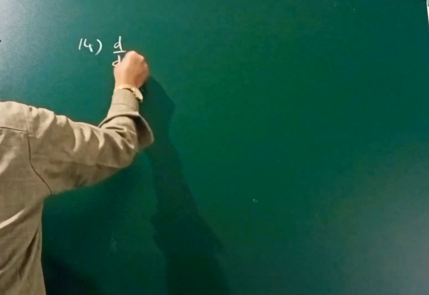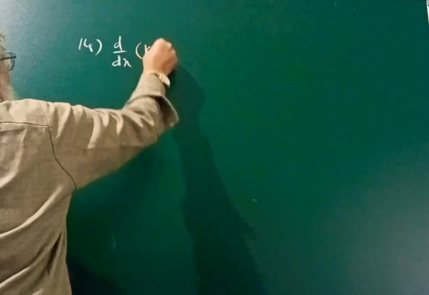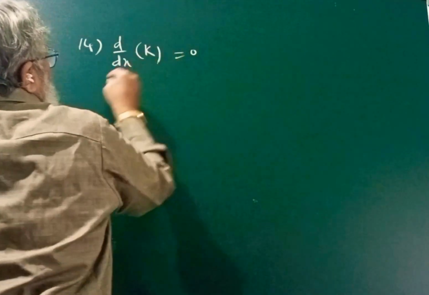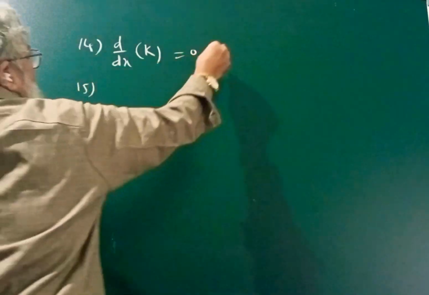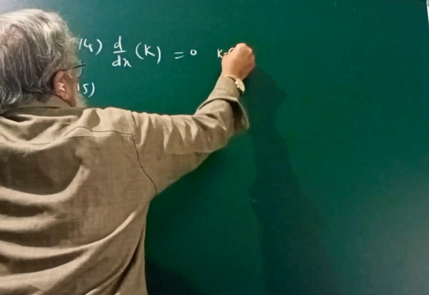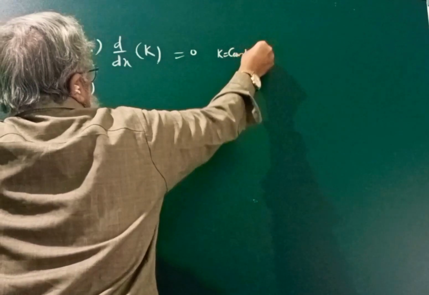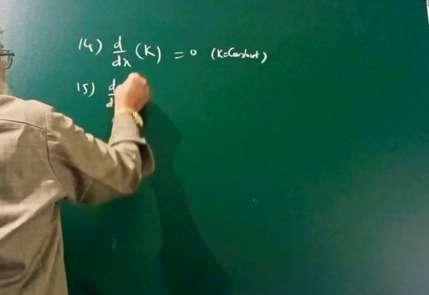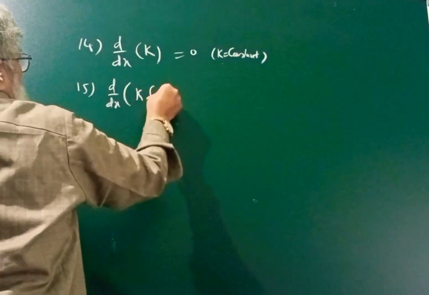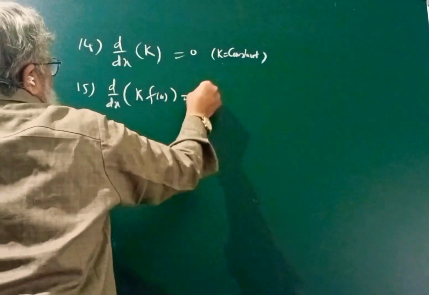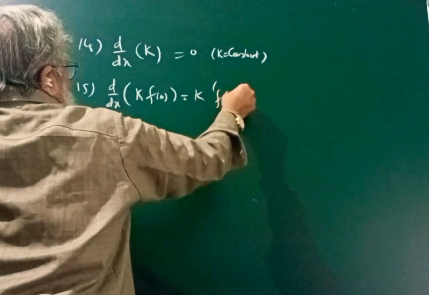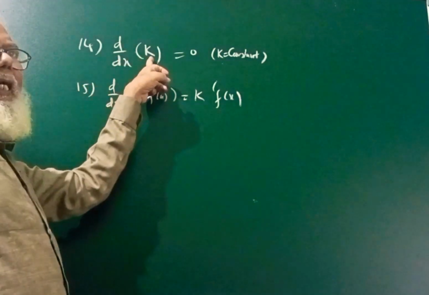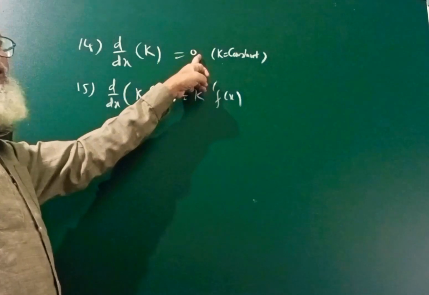Derivative of k, where k is some constant, is equal to 0. And here k is constant. And derivative of k times f(x) is equal to k times f'(x). This shows that when a constant appears independently, then its derivative will be 0.